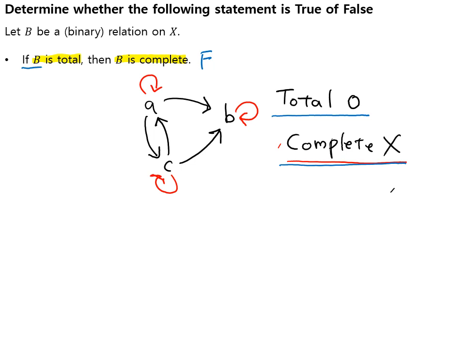false, right? False. Again, if it is complete, then that automatically implies that the relation is total, because completeness is a more general condition. It says that the two elements have to be related one way or the other, regardless of what those two elements are. And it also covers the cases when the two elements are the same element, whereas totality only applies when the two elements are distinct.